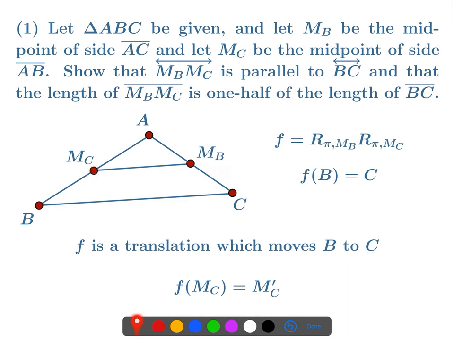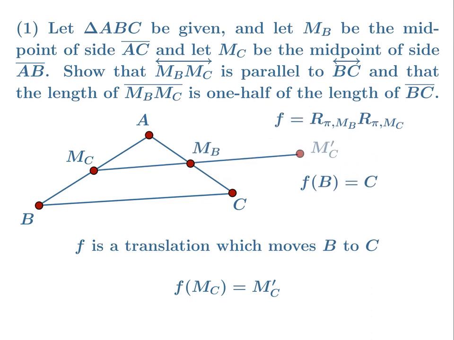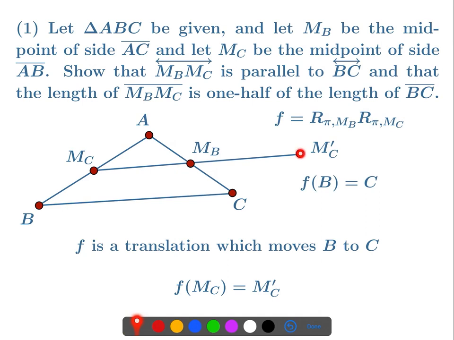Now we want to rotate around M sub b by pi. So that means we want to go around M sub b by pi. We'll take this to go 180 degrees this way and end up over here someplace. So we want to rotate MC around M sub b by pi. Just going to swing this around. So we'll end up over here.